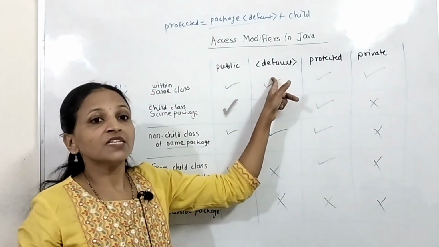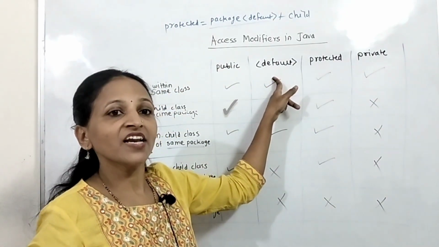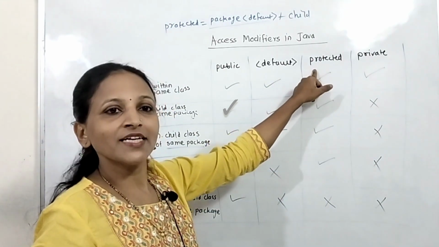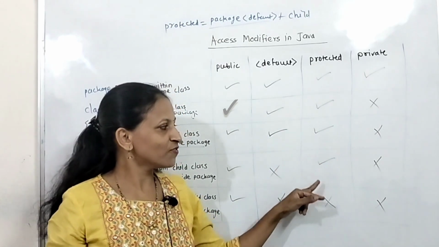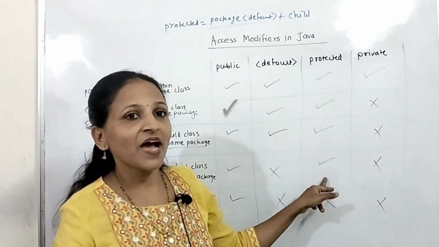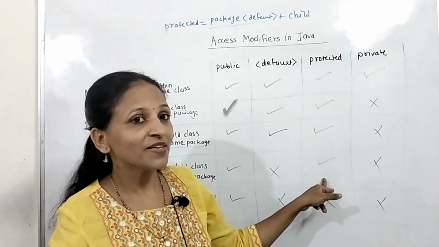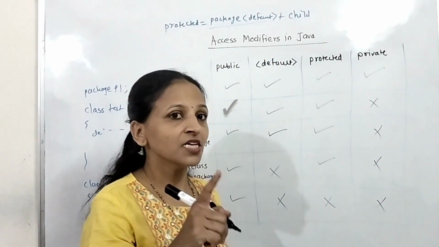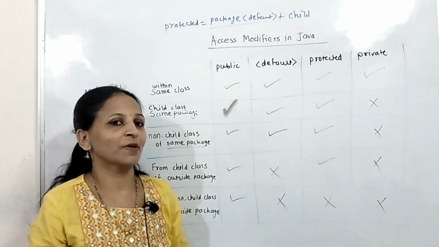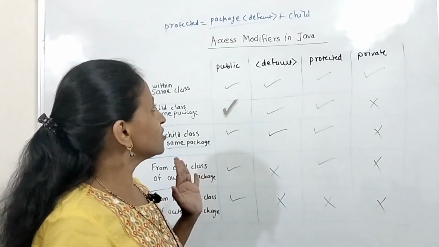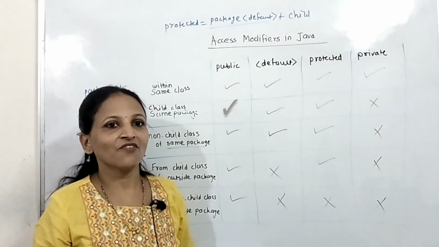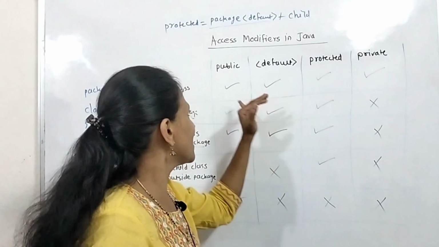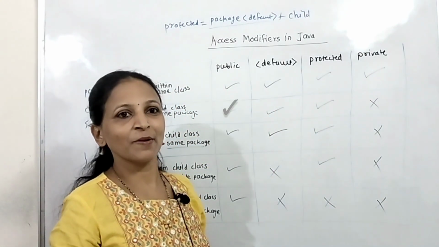Package members means the members having default access modifier are accessible only within the same package, and protected members are within the same package as well as in outer package, means any outside package. But if there is any child class, then through child class reference you can access the protected members. Getting? This is all about access modifiers in Java. Means least scope is there for private members and highest scope is for public members.